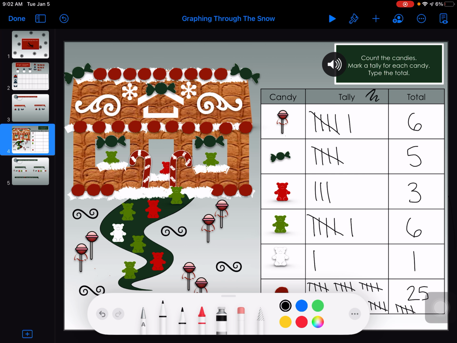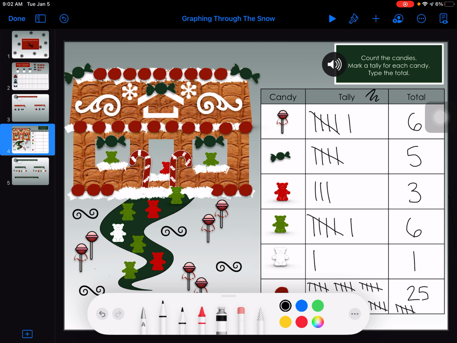Well, I'm noticing right away that our 25 tally marks are a lot more than the rest of the tally marks. Are you noticing something else? Ooh, you're right. The white gummy bears only have 1. Everything else has more than 1 tally marks. Great job.